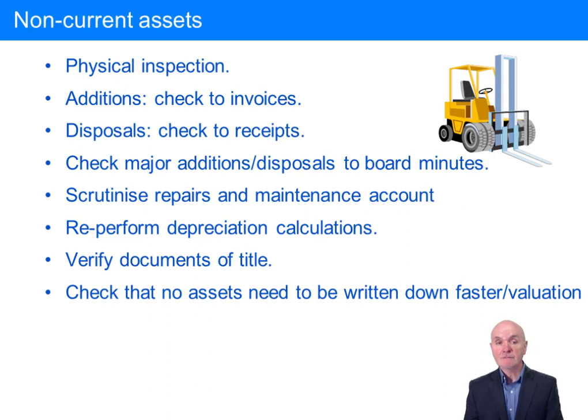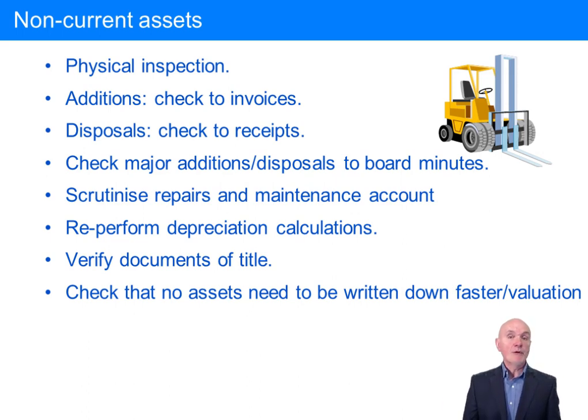Similarly, major disposals. Disposing certainly of land and buildings, premises, is almost certainly going to be talked about at board meetings. And when we dispose of items, it would be nice to know how we dispose of it. What evidence is there that we got a good price for these? Can we see the cash coming in against that disposal? Have they accounted for it properly?